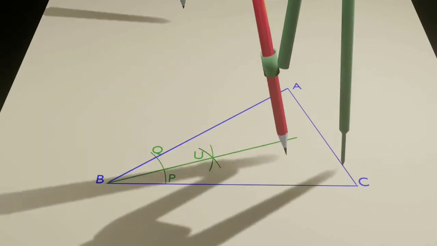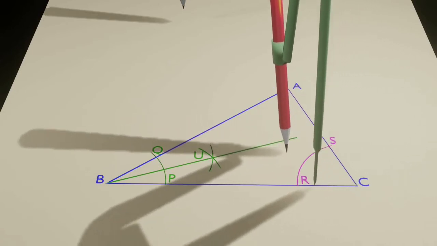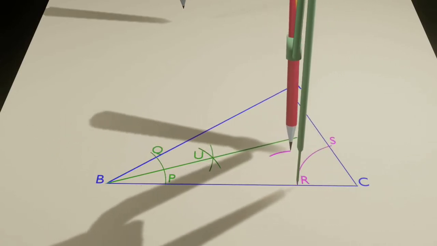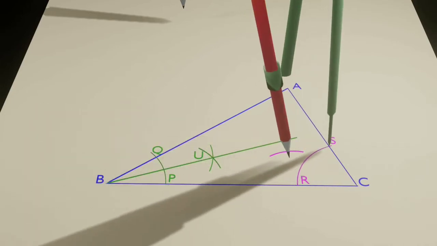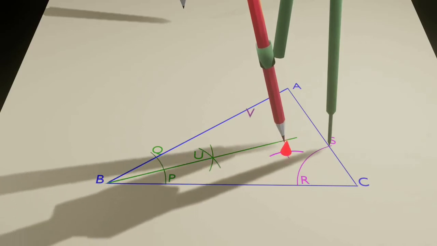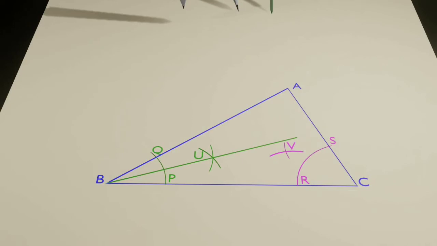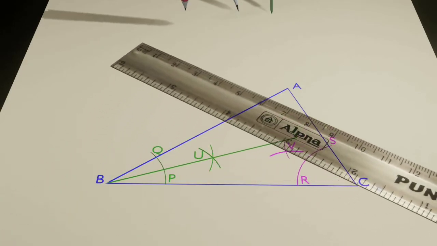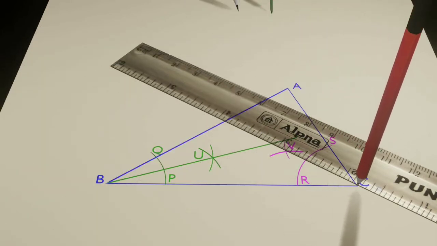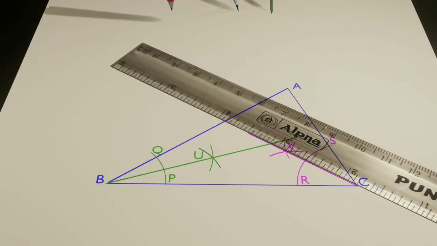Next we are going to bisect the angle ACB, in the same manner as we did earlier. Thus we get another bisector called CV. Let these two bisectors connected at point W. This point W will be the center of the inscribed circle.